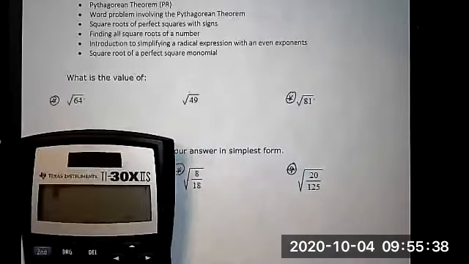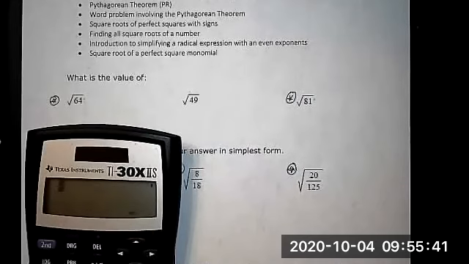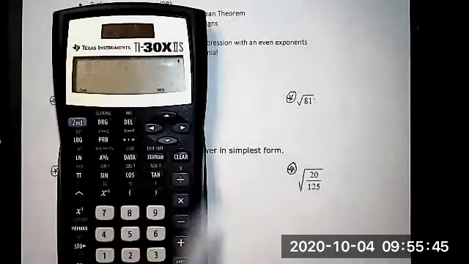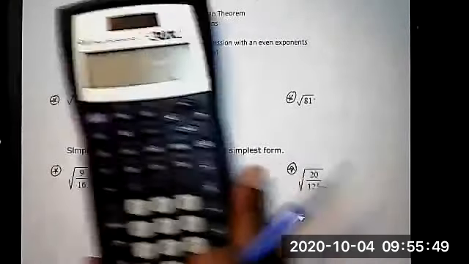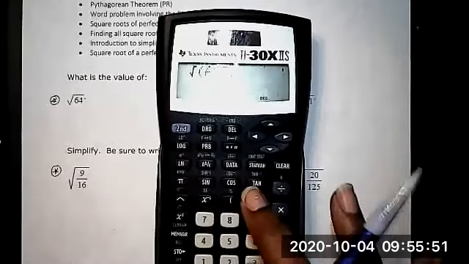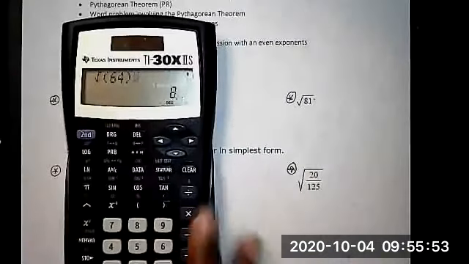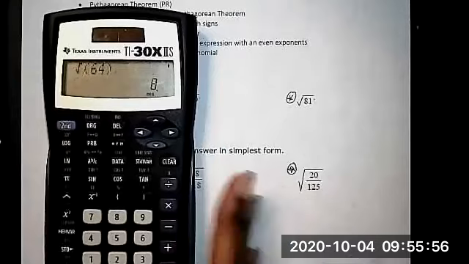In order to solve this problem, if you wanted to use your calculator, you push second and the x squared button. X squared button is here. Second x squared will give you the square root. And then I can put in 64 and push enter. My answer will come out to be 8.